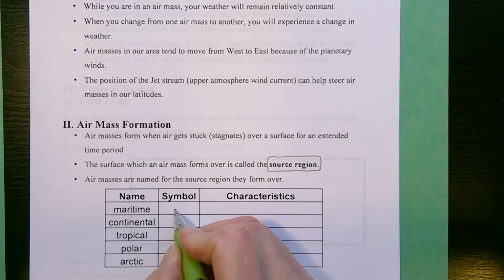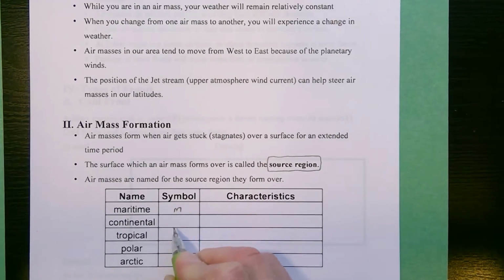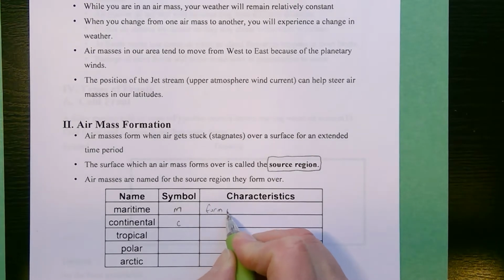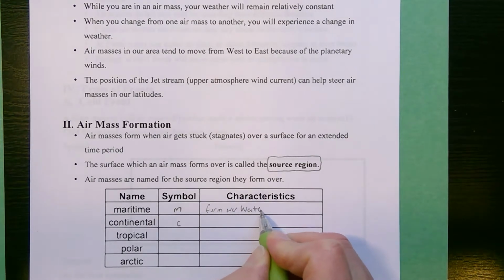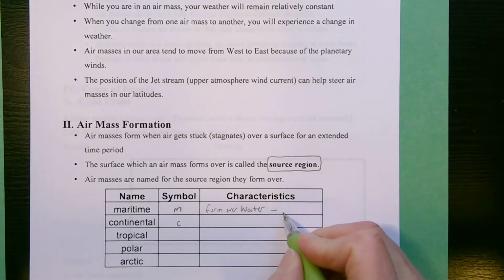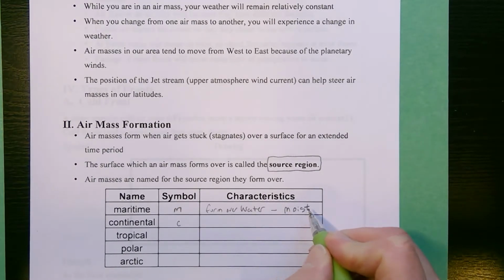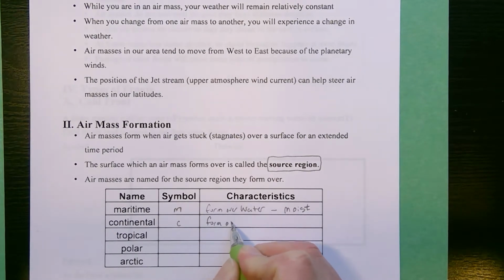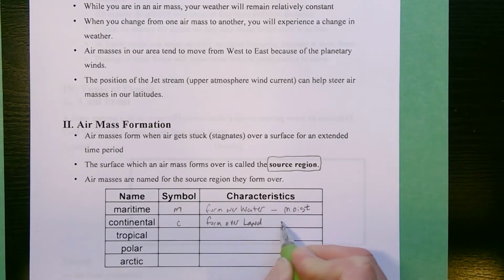Now, the symbols: air masses either start with a lowercase m or a lowercase c. Those stand for maritime or continental. Maritime air masses are going to form over water, and essentially because of the evaporation, maritime air masses are moist. Continental air masses form over land. They tend to be dry. So the first part of an air mass symbol is either a lowercase m or c.